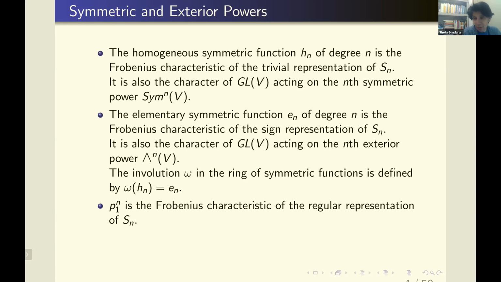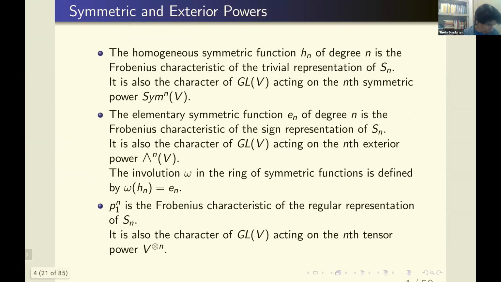That's the Frobenius characteristic of the regular representation of Sn. So an underlying current in this talk will be different ways to decompose the regular representation and why they may or may not be interesting. Oh, and P1 to the N, for GLV, is the character of GLV acting on the nth tensor power of V.